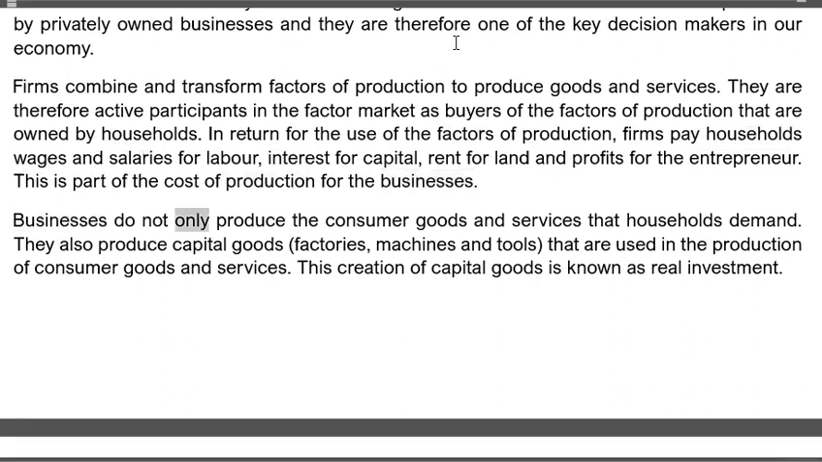Businesses do not only produce the consumer goods and services that households demand. They also produce capital goods, factories, machines, and tools that are used in the production of consumer goods and services. This creation of capital goods is known as real investment.